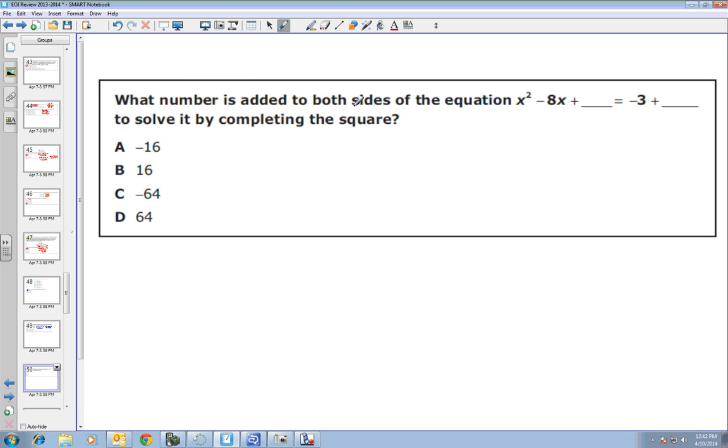What number is added to both sides of the equation to solve by completing the square? Remember completing the square? Here's what we did. We always took half of our x term, so what's half of 8? 4, and then we did what? Take half of 8 and square it. So 4 squared is 16. When completing the square, you take half of your x term, square it, and you add that to both sides. So 16. Would I ever get a negative number after I square something? If you square something, you're always going to get a positive answer.